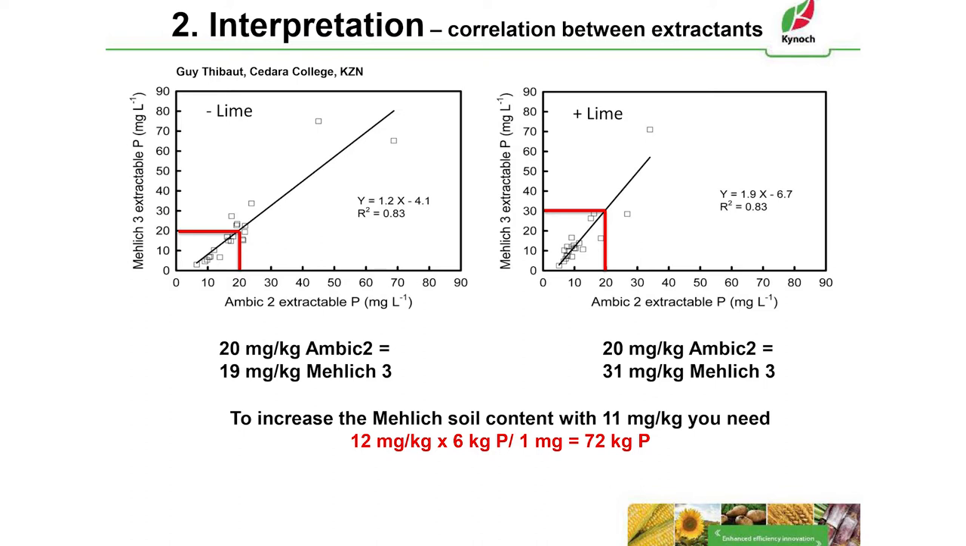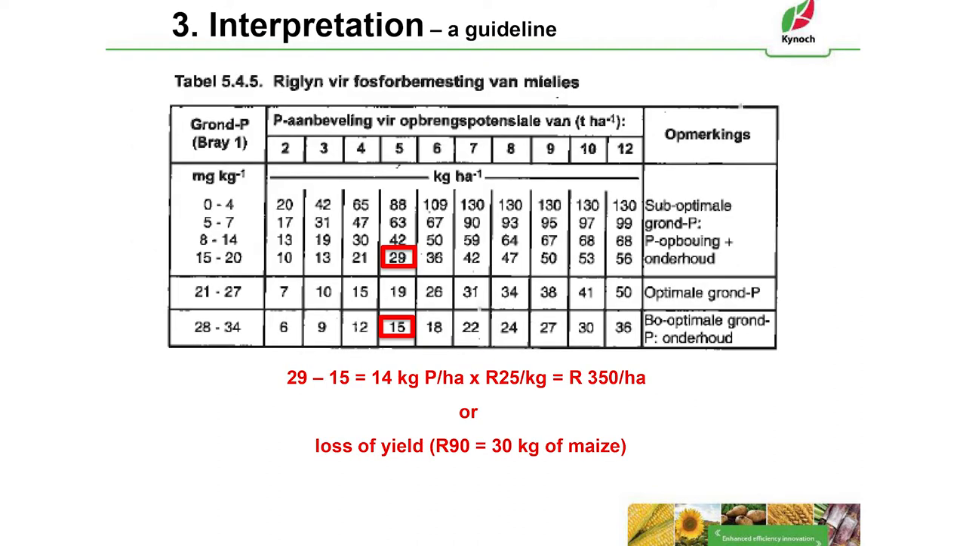In other words, if you make a soil recommendation at planting, what will you do? There that table will tell you you must apply 29, that one 15. So 29 minus 15 gives you 14 kilograms per hectare, times 25 rand per kilogram. The implication for the farmer is 350 rand per hectare.